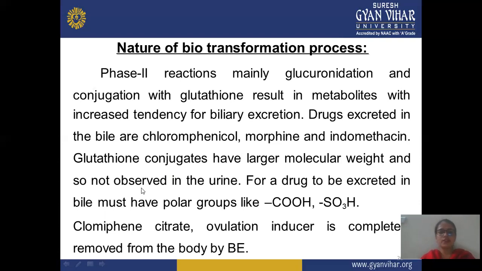For a drug to be excreted in bile, it must have a polar group like COOH or SO3H. Means polar drugs are also excreted by this bile route, and the polar groups like COOH and SO3H are mainly involved in this excretion. Next is clomiphene citrate, an ovulation inducer, which is completely removed from the body by biliary excretion. Means clomiphene citrate and ovulation-inducer type drugs are also completely excreted by this bile route.